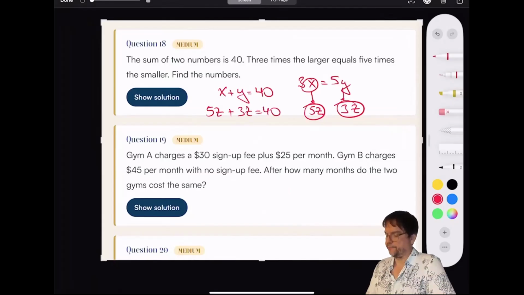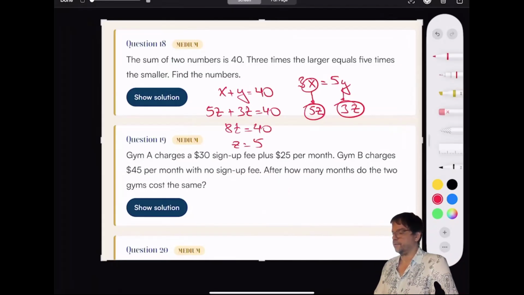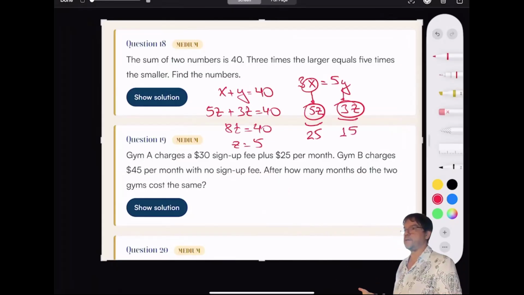Is equal to 40. 8z is equal to 40. z is equal to 5. Okay? So if z is equal to 5, this number is 25, because it's 5 times 5, and this number is 15. It's the same thing, but I did it in another way.